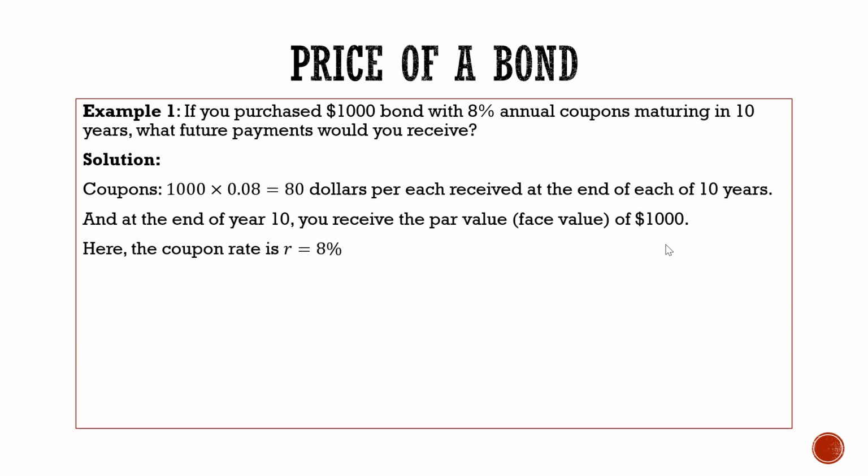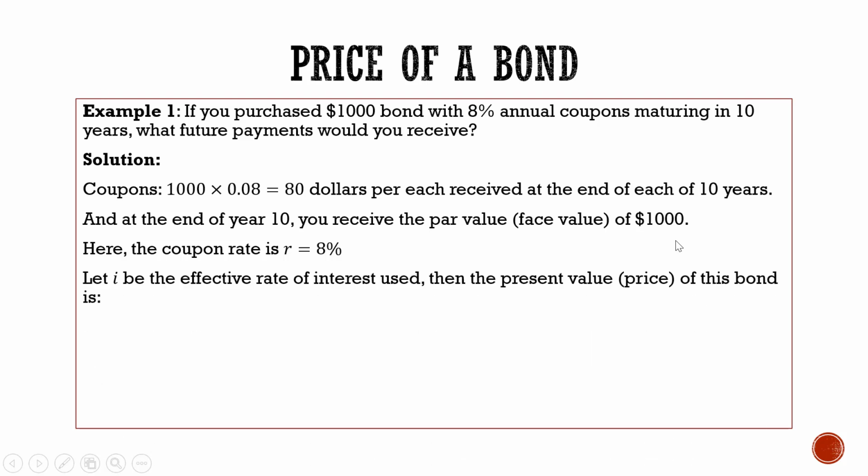So the price of the bond is just the present value of the bond, which is the present value of two portions, the 10 coupons and the redemption value. Let i be the effective rate of interest. The present value, or the price of this bond, is 80 a angle 10 plus 1,000 v to the 10.